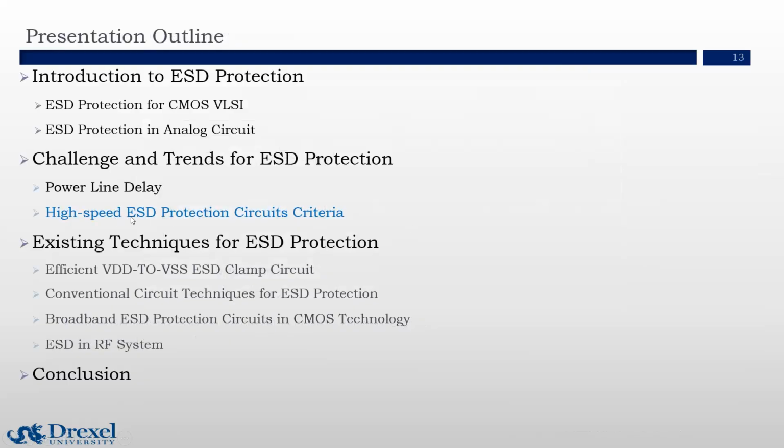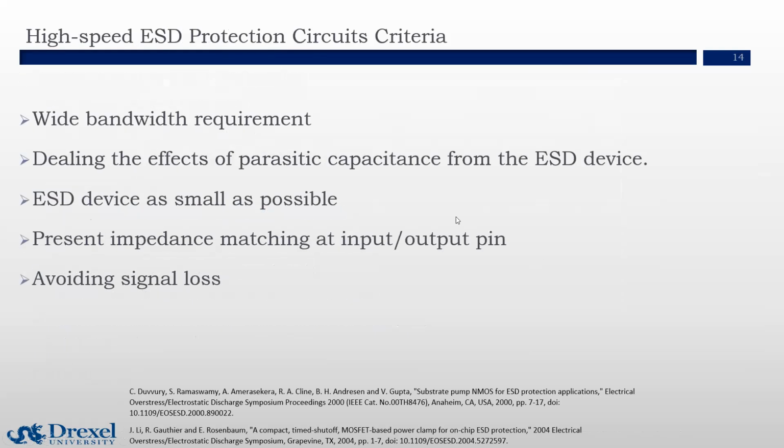Now let's take a look at the high-speed ESD protection circuit criteria in the analog domain. The analog domain requires wide bandwidth, and we also have to deal with the effects of parasitic capacitance from the ESD device, which means that the ESD device should be as small as possible. And we want to present impedance matching at the input and output pins. And we also want to avoid any signal loss, which is very important in transmitters and receivers.